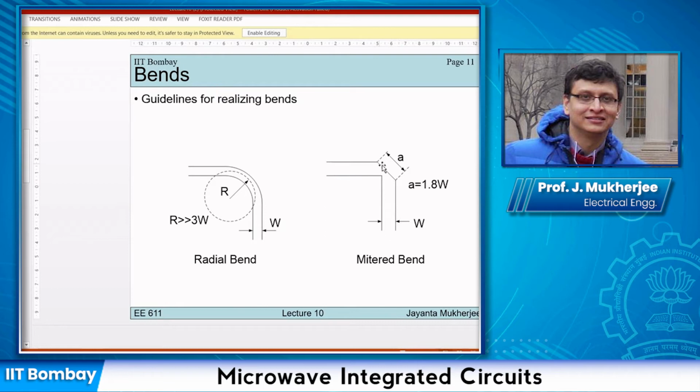Now they don't follow a perfect corner. Instead of being a sharp corner, the edge of the corner is chopped off, and we have a structure like this. And the rule of thumb is that this small a value is around 1.8 times the width of the transmission line. So that is the rule of thumb.